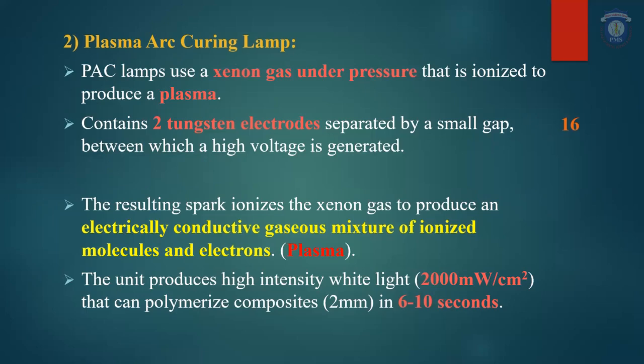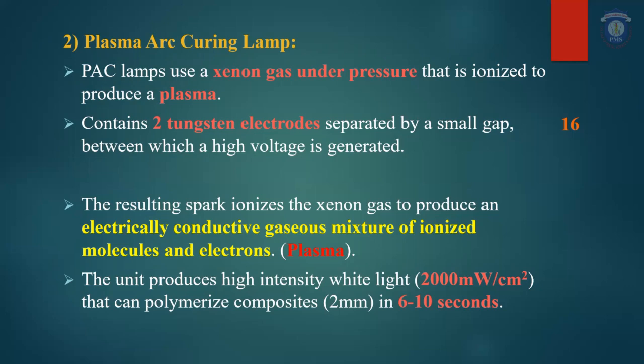Plasma arc curing lamps use a xenon gas under pressure that is ionized to produce a plasma. And they contain two tungsten electrodes which are separated by a small gap between which a high voltage is generated. So the resulting spark will ionize the xenon gas to produce an electrically conductive gaseous mixture of ionized molecules and electrons, which are basically known as plasma.